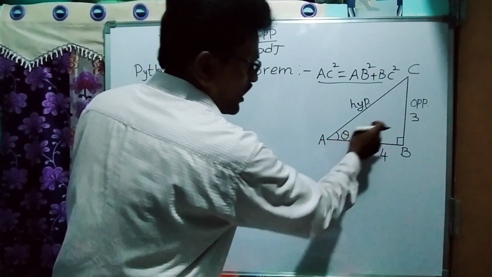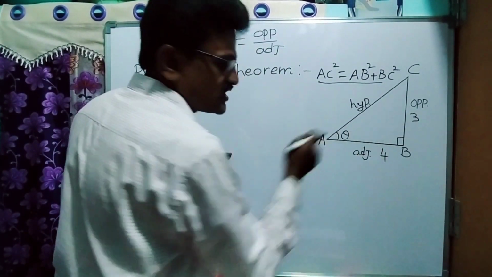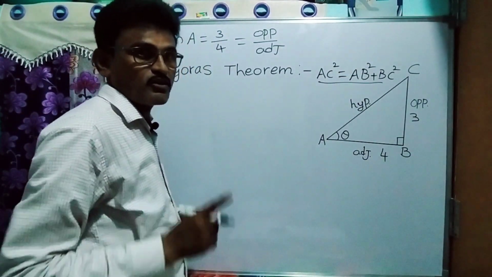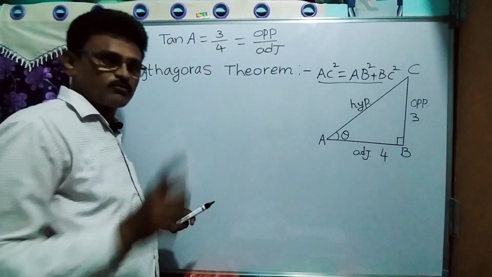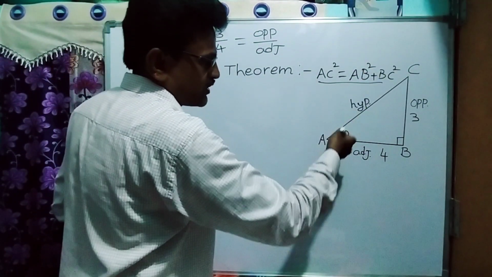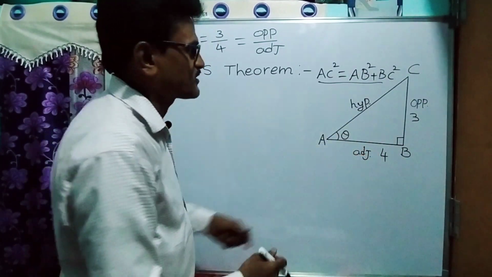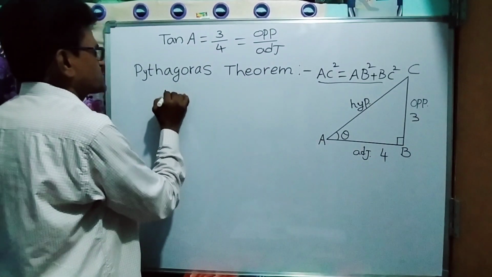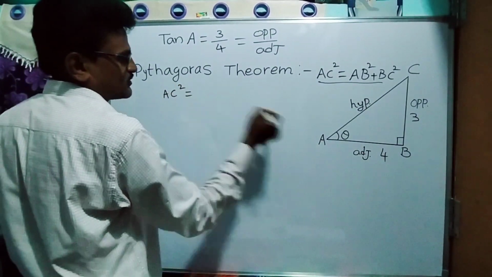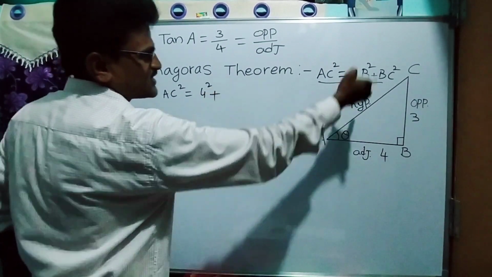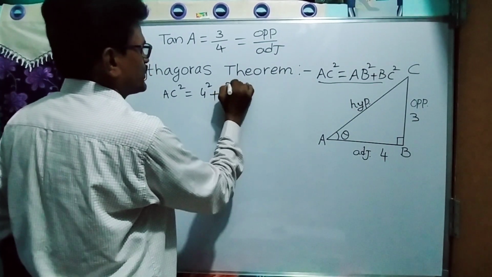So I entered here opposite side 3, adjacent is 4 units. Then what about this AC? We have to calculate AC. For that, use the Pythagoras theorem once again. I am telling you, the Pythagoras theorem is very, very important. See, hypotenuse square is the sum of the squares of the other two sides. So AC square equals AB square plus BC square. AB square is 4 square, plus BC square, which is 3 square.